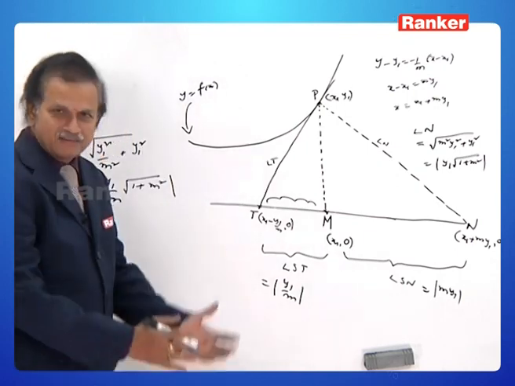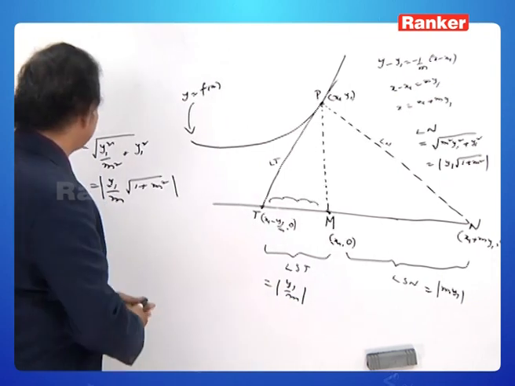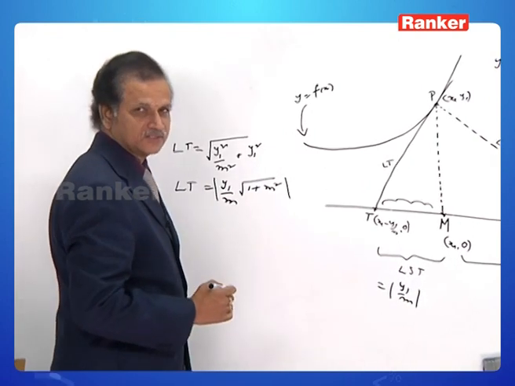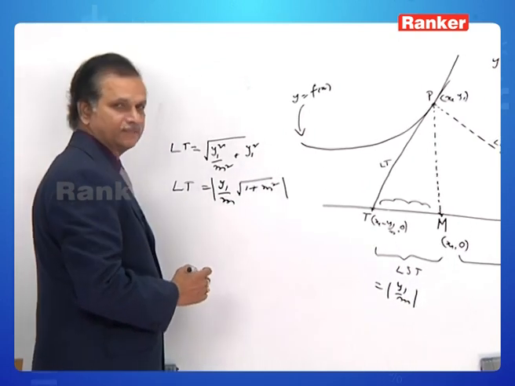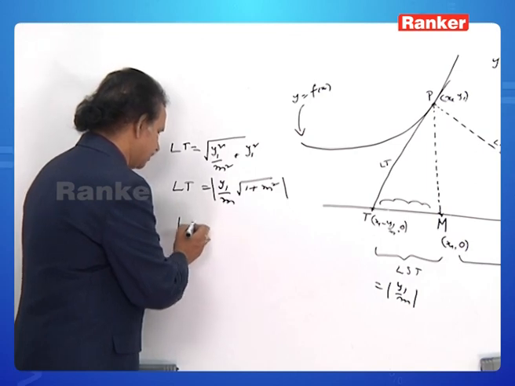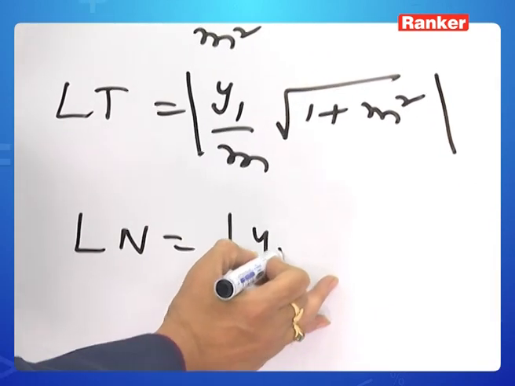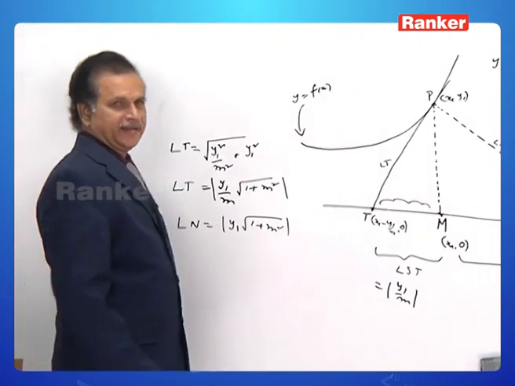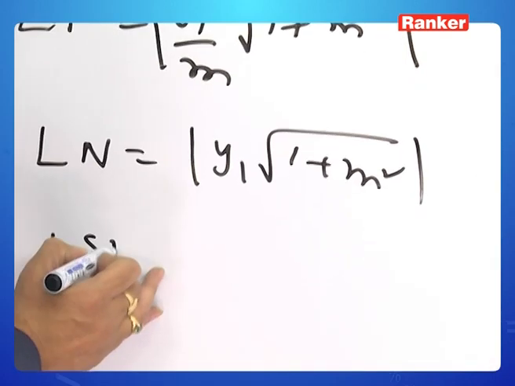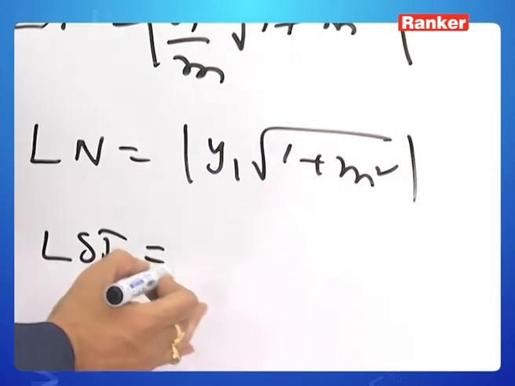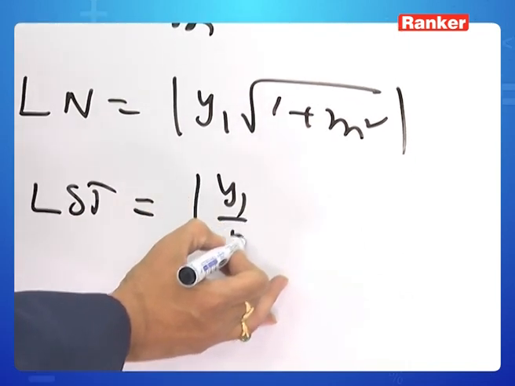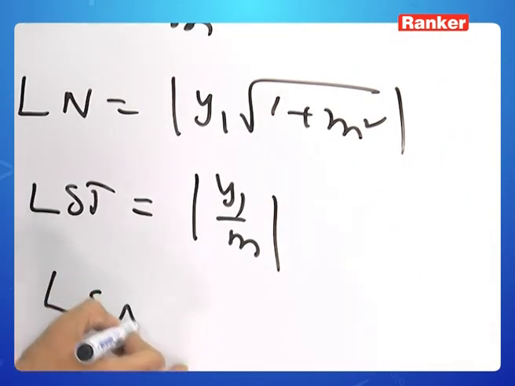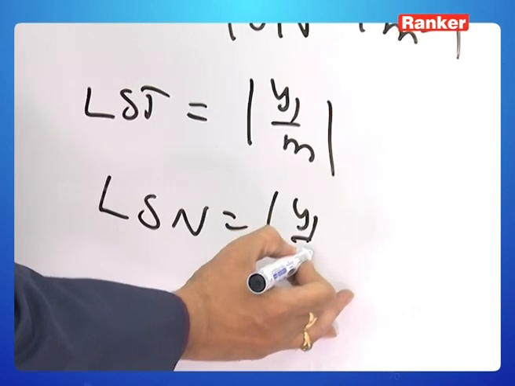Okay, let us gather all those things at a glance. This is length of the tangent, modulus of y1 by m into root of 1 plus m square. Then what is the length of the normal? This is modulus of y1 into root of 1 plus m square. Next, length of the subtangent, modulus of y1 by m. Length of the subnormal, modulus of y1 into m.